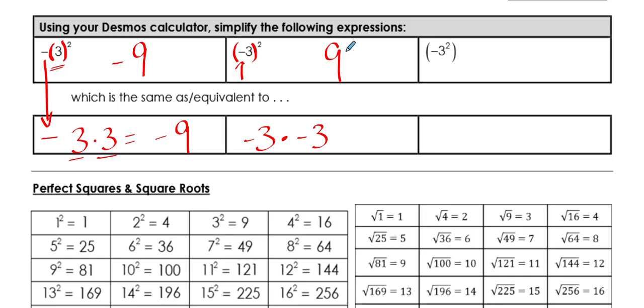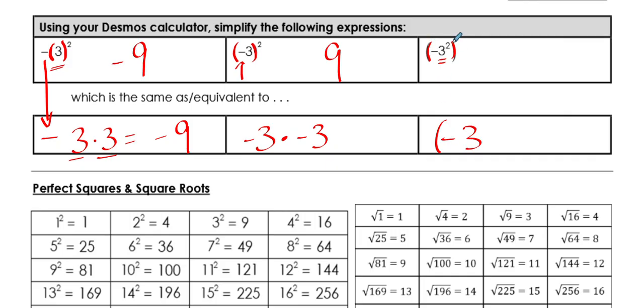The last one has the parentheses on the outside. It's really similar to this first one. That 3 is the only thing affected by the exponent. Even though this seems like we're squaring negative 3, it's actually kind of the same thing as what we showed before. I guess I should write that below. It's the 3 that is the only thing getting squared, not the negative sign.